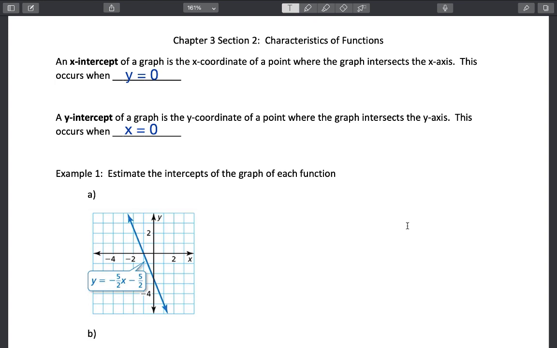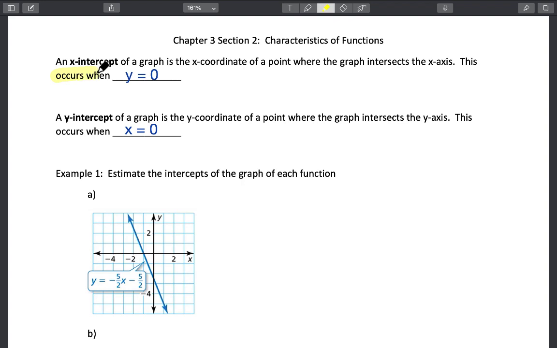Unit 3, Section 2. Today we're going to talk about characteristics of functions, specifically characteristics of the graphs of functions, which remember is just another way of saying the graphs of equations. So a couple of key concepts that we're going to start off by focusing on are the x and y intercept. The x-intercept of a graph is the x-coordinate of a point where the graph intersects the x-axis.